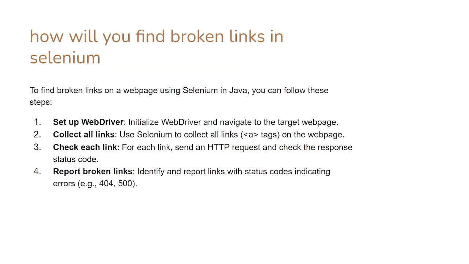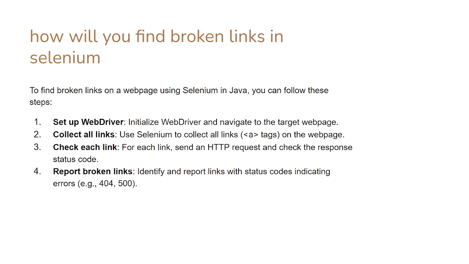Next is how will you find broken links in Selenium. This is a very common question in screening sessions. You might see in the technical round 1 discussion, they will ask you how you will find the links that are broken in Selenium. Normally you set up the Chrome driver, initialize the WebDriver, navigate to the target web page, and then collect all links. Usually the anchor tag, or a tag, is the tag name that represents all the links in the web page.